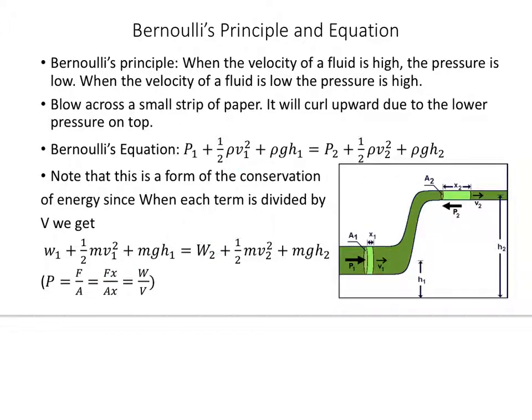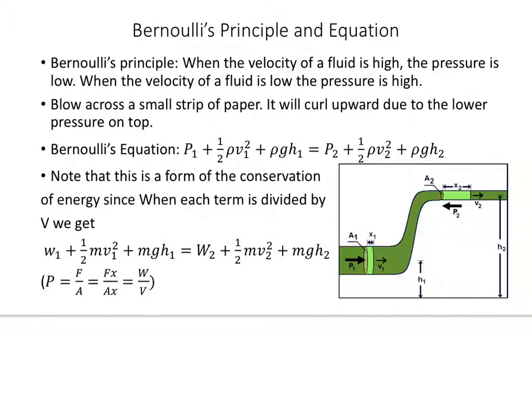So, for example, 1/2 mv squared, mass per unit volume, is density. And we get mgh, we divide that by volume, and we get, again, density times g times h. The one that might not be quite so obvious is this work term, W1, but we know that pressure is force per unit area. We defined that earlier.